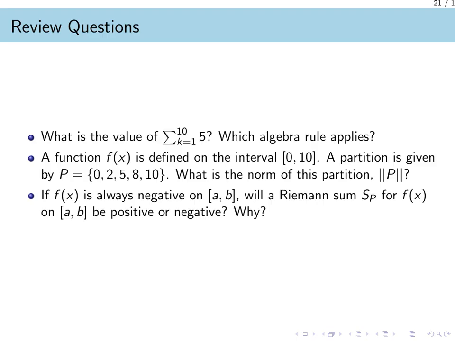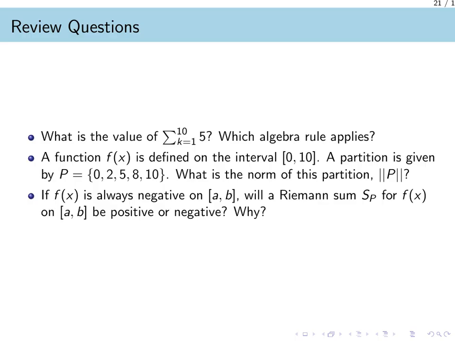Let us pause here to check our understanding with a few review questions. First, what is the value of the sum from k equals 1 to 10 of the constant 5? Think about the constant value rule for summations. This is simply asking you to add the number 5 to itself 10 times.